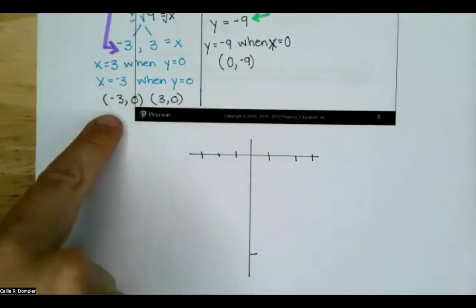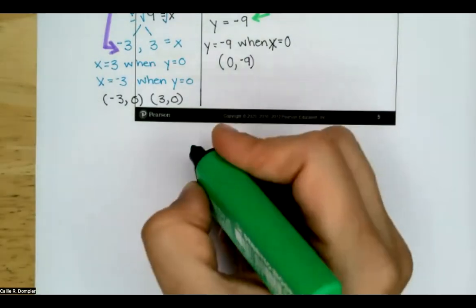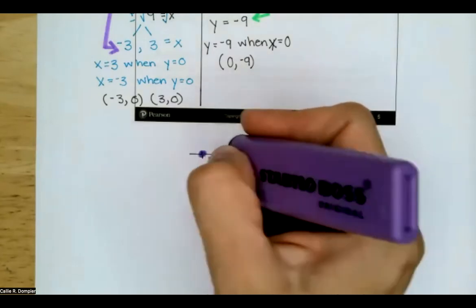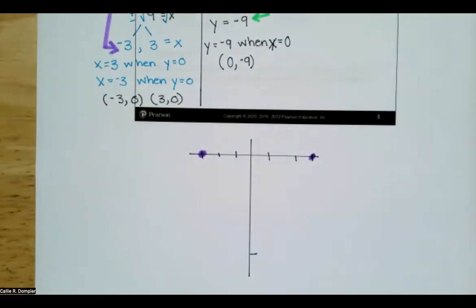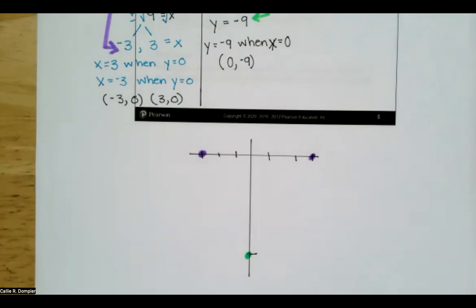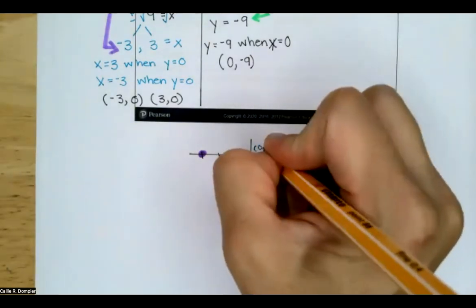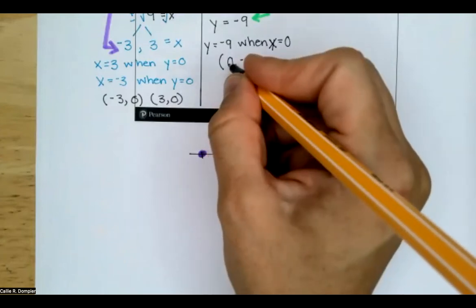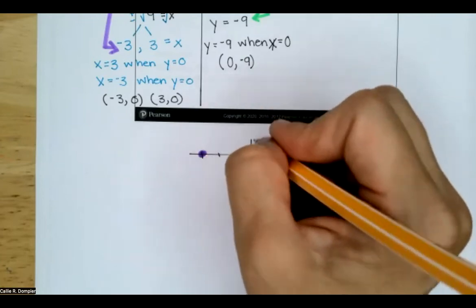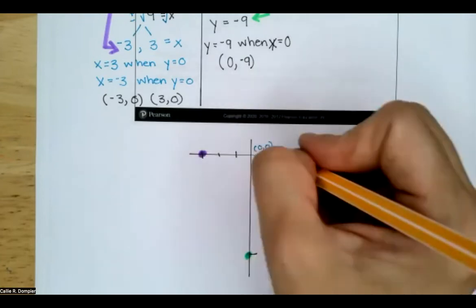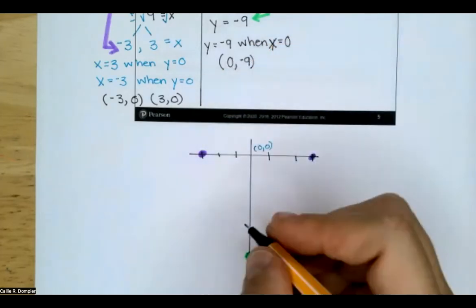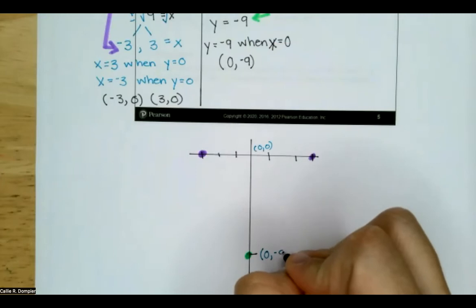All right, my x-intercepts are negative 3, 0 and 3, 0. Here's negative 3, 0. Here's positive 3, 0. And my y-intercept was 0, negative 9. So from my origin, I'm on the y-axis, but I don't move left or right on the x-axis because it's 0. And then for my y-axis, I go down 9. So that's 0, negative 9.